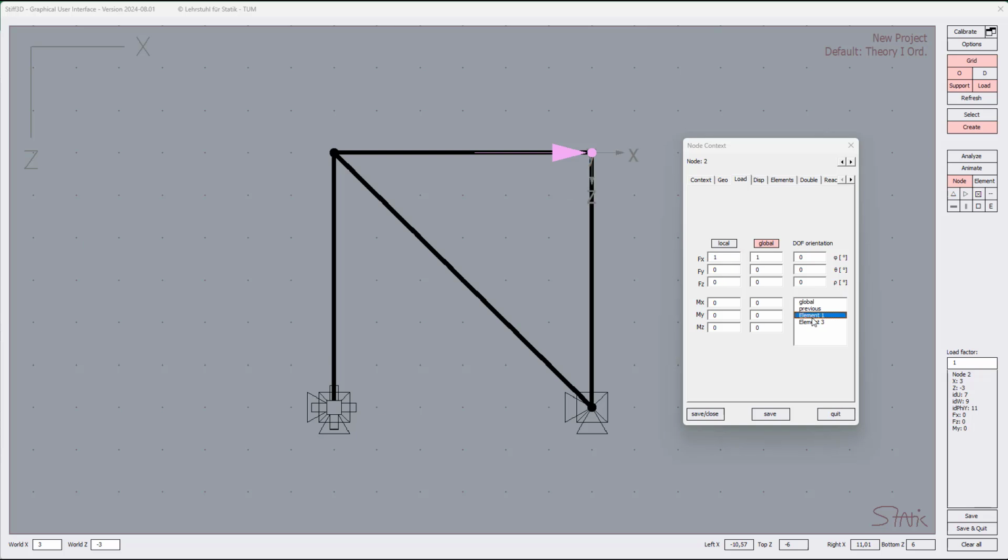Also, we can just align that to our elements. So here the local x direction aligns to the global one, or we just choose the coordinate system of element number 3, and just prefer to have this local definition.